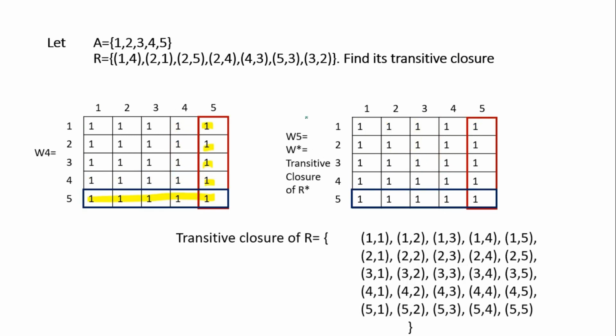So W5 will be the same as W4, with all the entries present. The final transitive closure of your relation will be this matrix, and this matrix can be written in ordered pair format. So this is the total Cartesian product.